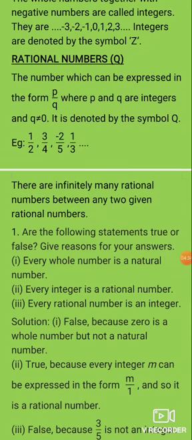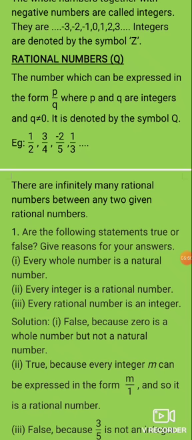Now the second one: every integer is a rational number. Is it true or false? Yes, it is true. Why? Because every integer m can be expressed in the form m by 1, that is 1 by 1, 2 by 1, 3 by 1, -2 by 1, -5 by 1, etc. And so it is what? A rational number. Every integer can be expressed in the form what?